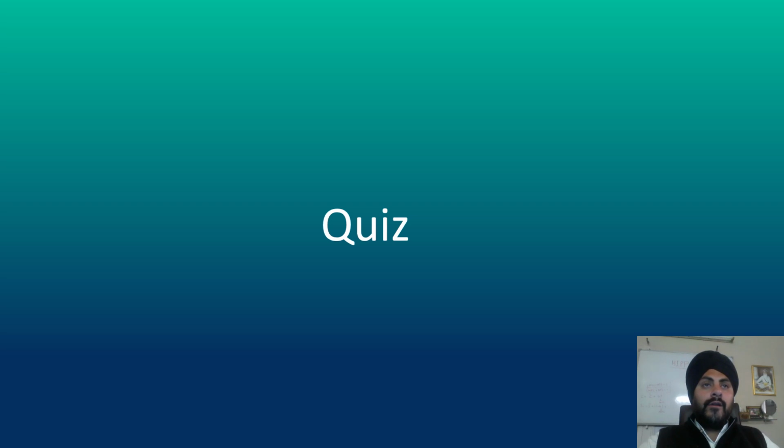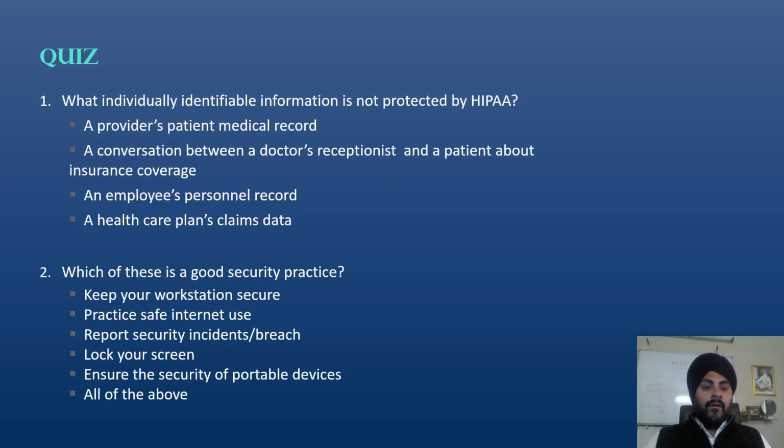So I am going to tell about 4 questions and answers so that you have more clarity about HIPAA. The first one: what individually identifiable information is not protected by HIPAA? A provider's patient medical record? I don't think so. A conversation between a doctor, receptionist and a patient about insurance coverage? No, definitely not. An employee's personal record? Yes, it may be. A healthcare plan's claims data? No. So the answer is an employee's personal record, which is obviously not protected by HIPAA.